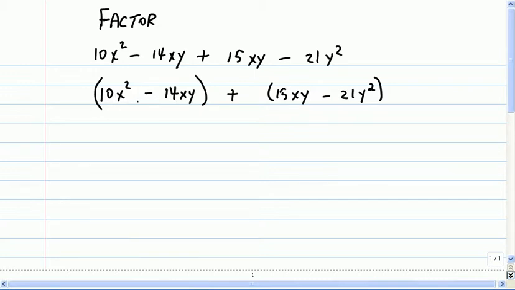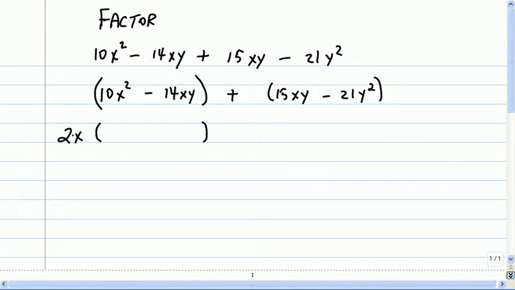And then when we look at the first group, we can see if there are any factors common to these first 2 terms. You've got 10 and you've got 14, and you can factor a 2. 2 is common to both 10 and 14. And then you look at x squared here, and there's an x here, so x is common to both. And then you look here, there's no y term. There's a y term here, but not here. So y is not part of the GCF of this first group.